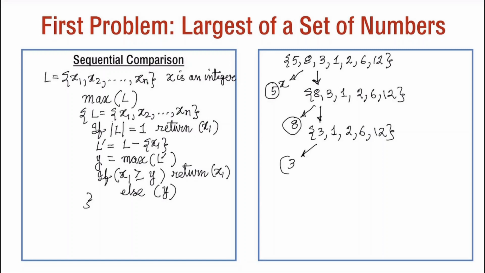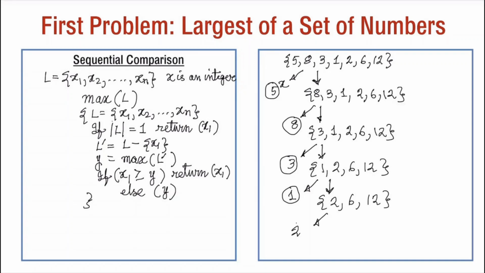And then 3 will be removed. And again it will call it recursively on 1, 2, 6, 12. Then 1 will be removed. It will call it recursively on 2, 6, 12. Then 2 will be removed, and it will call it on 6 and 12. Then 6 will be removed, and it will call it on 12, and 12 is our base condition. And as soon as we reach the base condition, the recursion terminates.